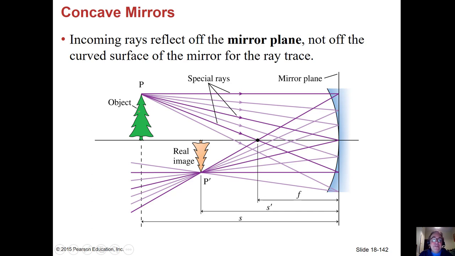S is still the object distance. S prime is the image distance. Now with mirrors, this real image is formed on the same side as the object. So that's one difference. For mirrors, the real image is formed on the same side as the object. The thing is, though, that it's real. So when it's real here, S prime is positive. So for a real image, S prime is positive. Okay?